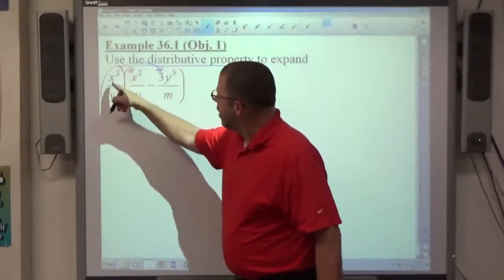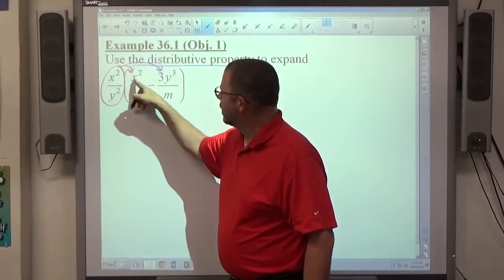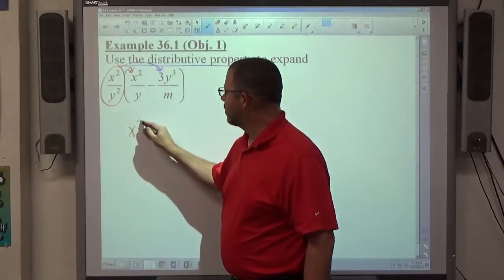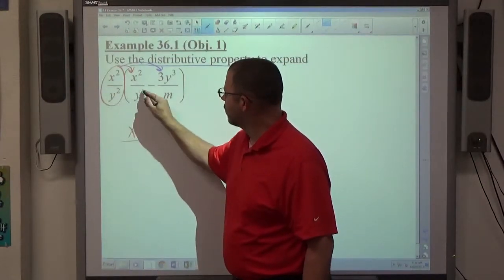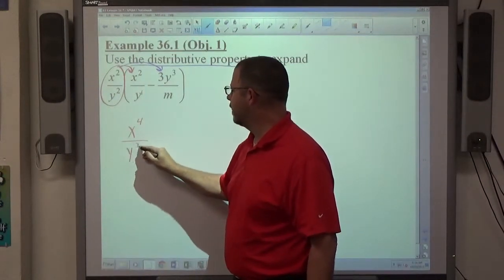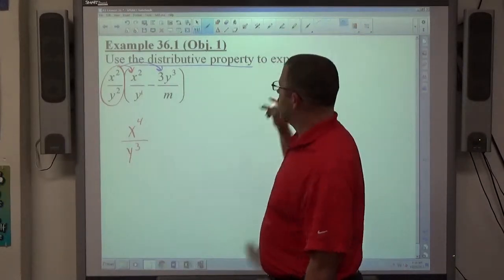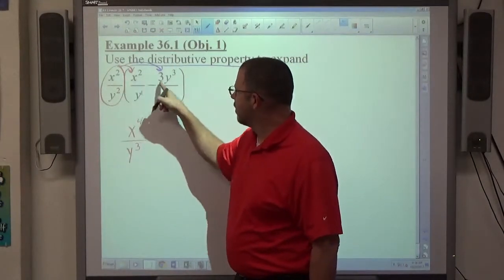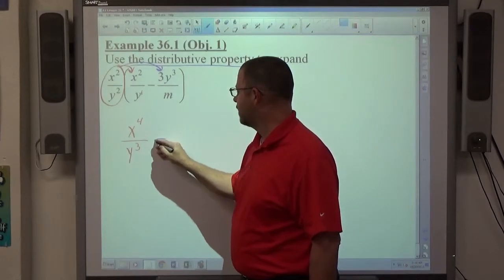So when I'm doing the red multiplication, x squared times x squared on top, we add the powers, we get x to the fourth. Y squared times y to the first at the bottom, we're going to add the powers of y cubed. When I do the blue multiplication, I am multiplying a positive times a negative, so I want to make sure I put that minus sign.